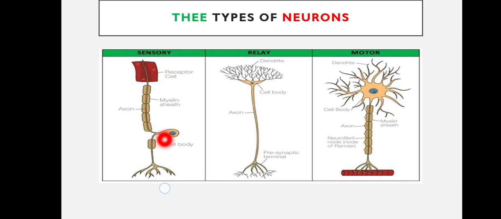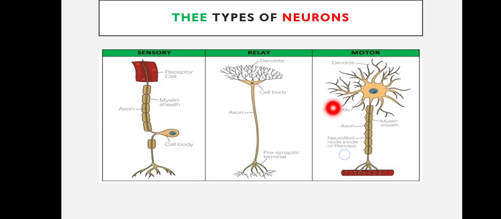Okay, but when you look at the relay neuron as well as the motor neuron, the cell body is in the spinal cord and the brain, which is the central nervous system, as you can see there. Okay, so this cell body can differentiate which one is relay, which one is motor, and which one is sensory. But for relay and motor, both of these cell bodies are located within the central nervous system. But for the sensory one, it's just along the root ganglion, as you can see here.